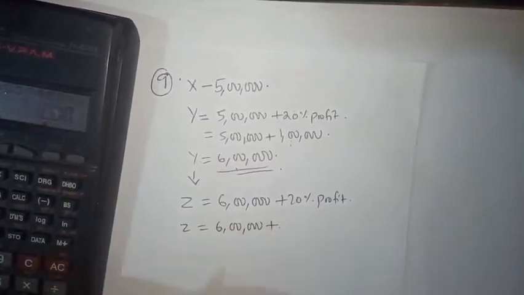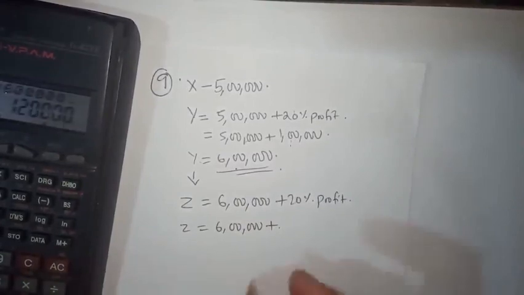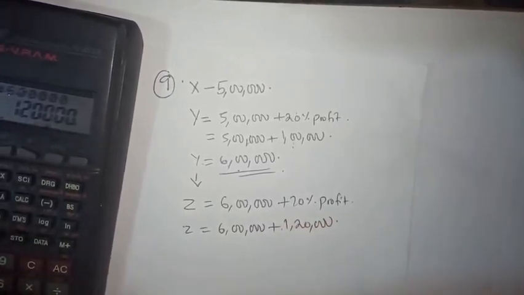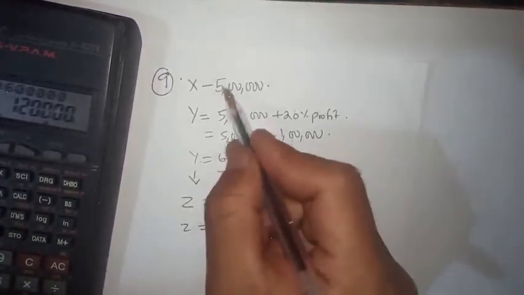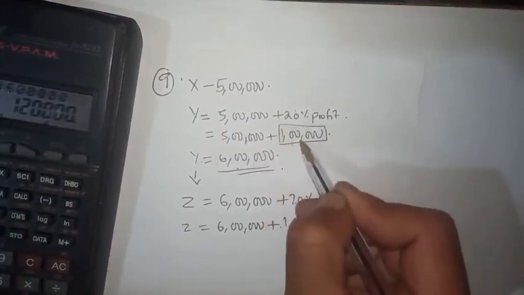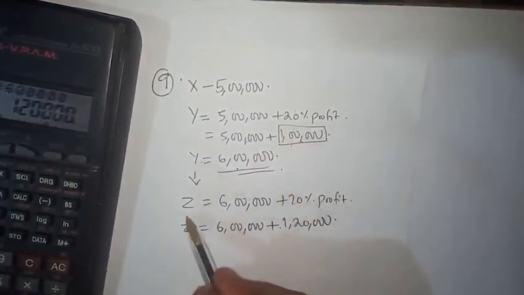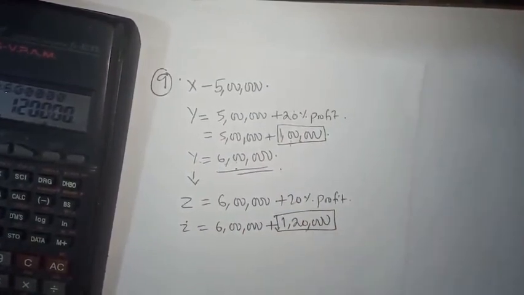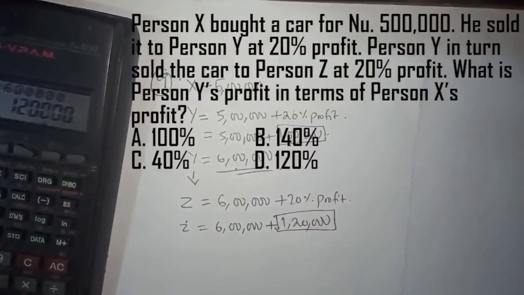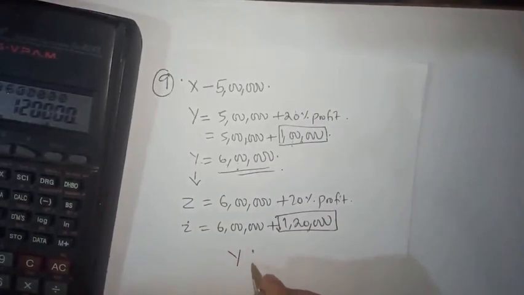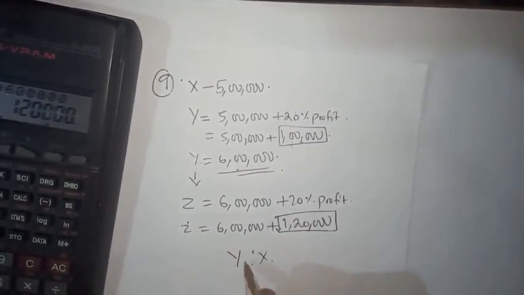plus 20% of 6 lakh is 1,20,000. So when person X sold to Y at 6 lakh, the 20% profit was 1 lakh. Similarly, person Y sold to person Z at 20% profit, which is 1,20,000. The question asks: what is person Y's profit in terms of person X? Y compared to X.